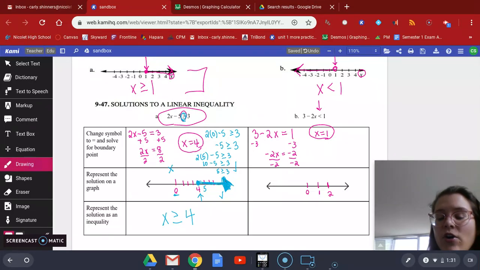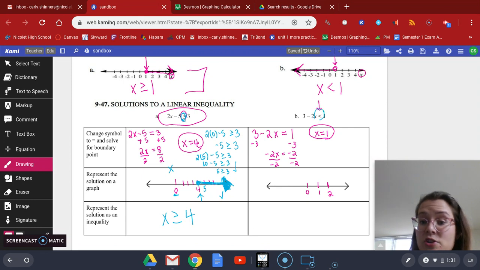Should it be filled in or open? It should be open, right? Because there's no "or equal to," it's just less than. So I'm going to leave that point open on 1.